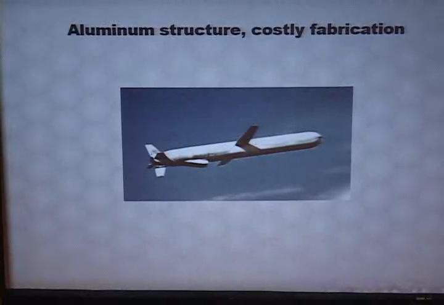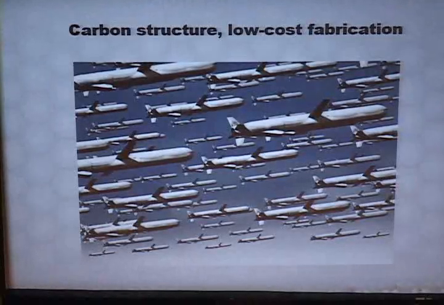Turning to other aerospace applications, the use of similar aluminum structures and wings and so on has made possible weapon systems like this cruise missile and, of course, many, many other weapon systems.